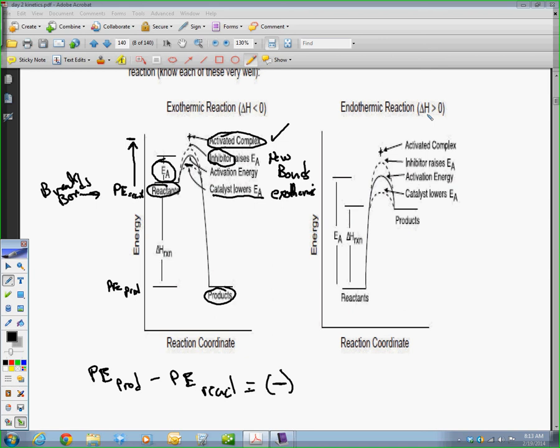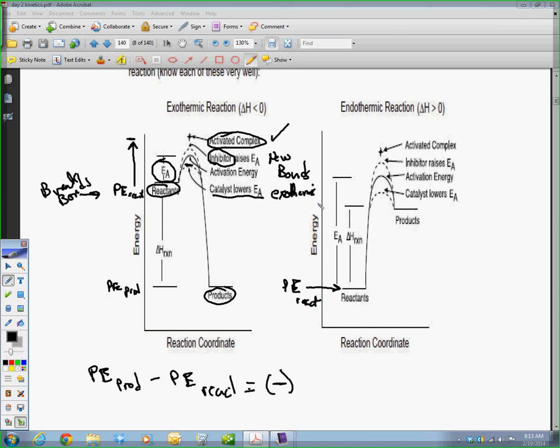So the reaction on the left is an example of an exothermic reaction. And the one on the right is an example of an endothermic one. Because here you can see the potential energy of your reactants are down here.